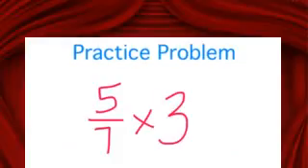Here is your practice problem of the day. Figure out what 5/7 times 3 is equal to. Please make an area model for this problem and solve it that way first, and then follow it up by using the algorithm to check your work. Good luck!